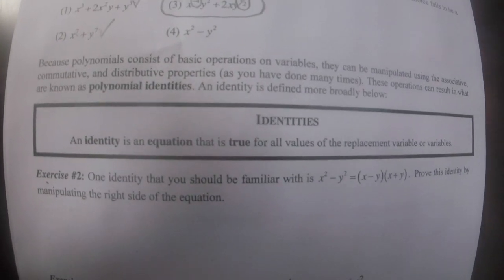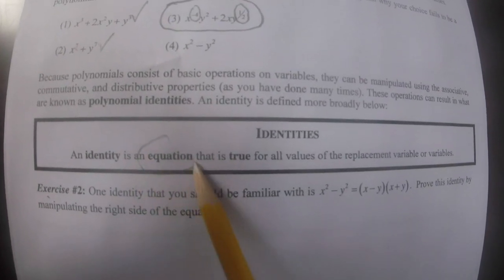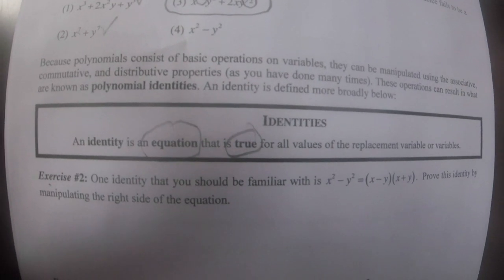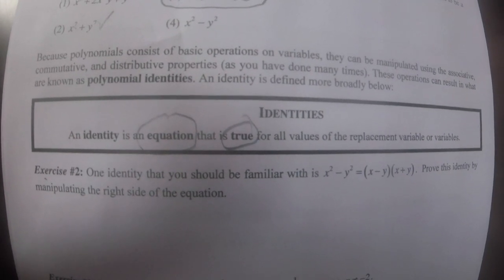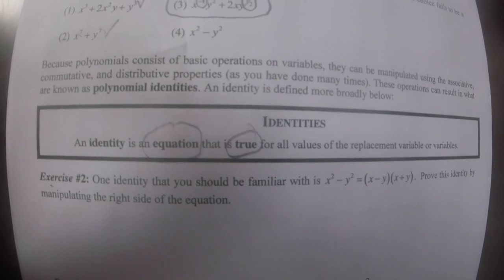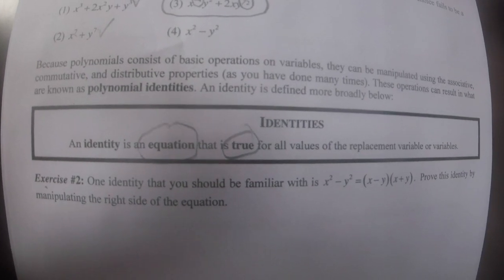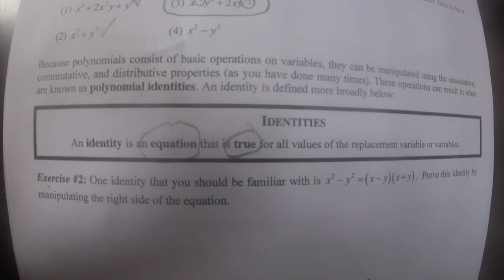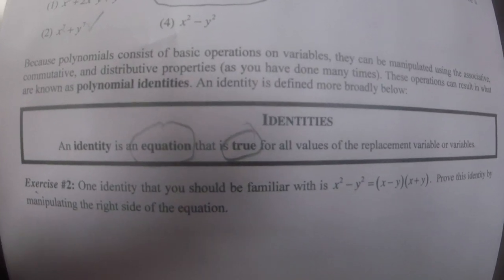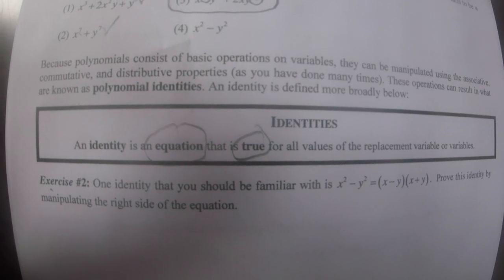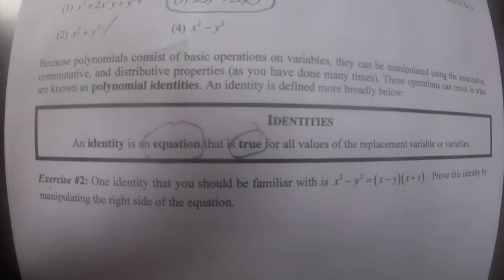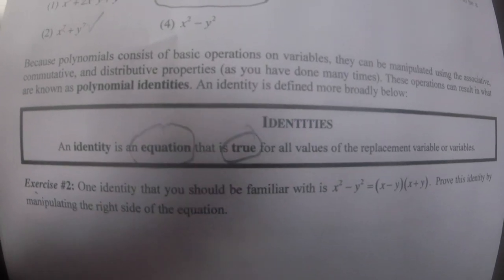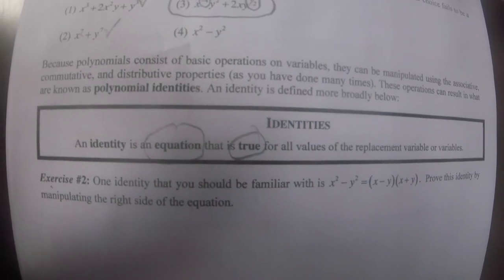An identity is an equation that is true. Those are the two key words here. An equation that is true for all values of all variables. All right. So if it's an equation that's true, that just means that I have to have two equal values on both sides. The left should be equal to the right. I should see two of the exact same things on the left-hand side of the equal sign and the right-hand side.